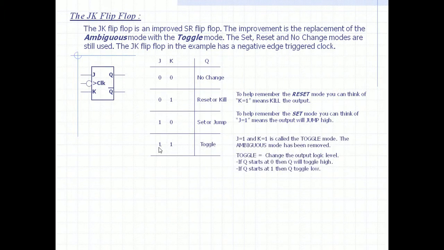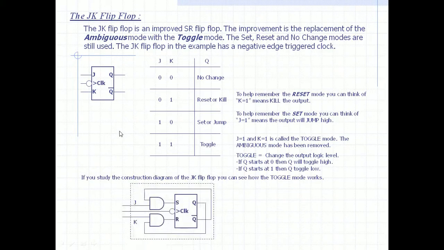Now here 1 and 1, it toggles. J equal to 1 and K equal to 1 is called the toggle mode. The ambiguous mode has been removed, because if 1 1 was there in SR, this would have been a racing condition, ambiguous condition, right? Toggle means changing the output logic level. If Q starts at 0, then Q will toggle to high, meaning 0 to 1. And if Q starts at 1, then it will toggle to low, that means 1 to 0.